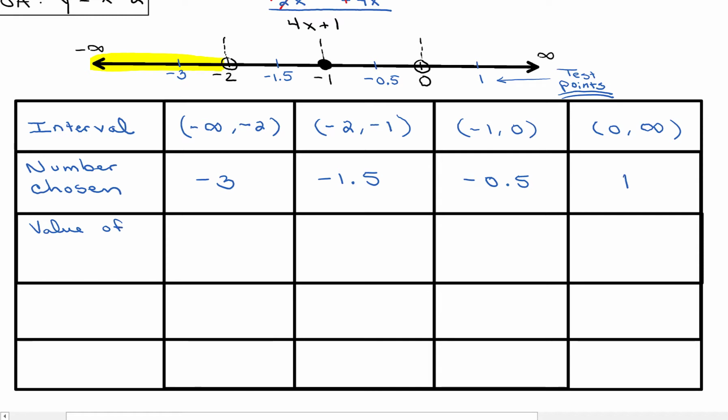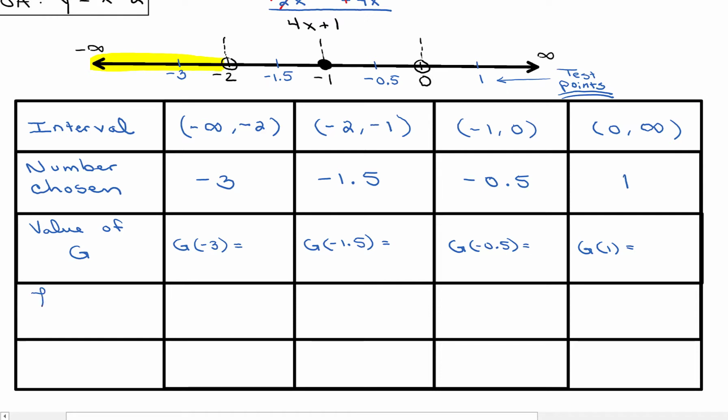Next, we're going to find the value of g at each number chosen. So we're going to find g of -3. Let's find out what that equals. We're going to find g of -1.5. We're going to find g of -0.5 and g of 1.